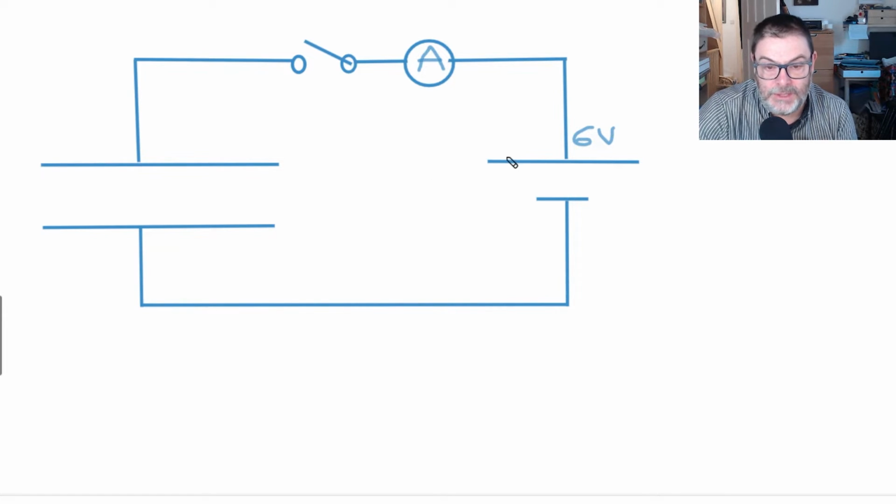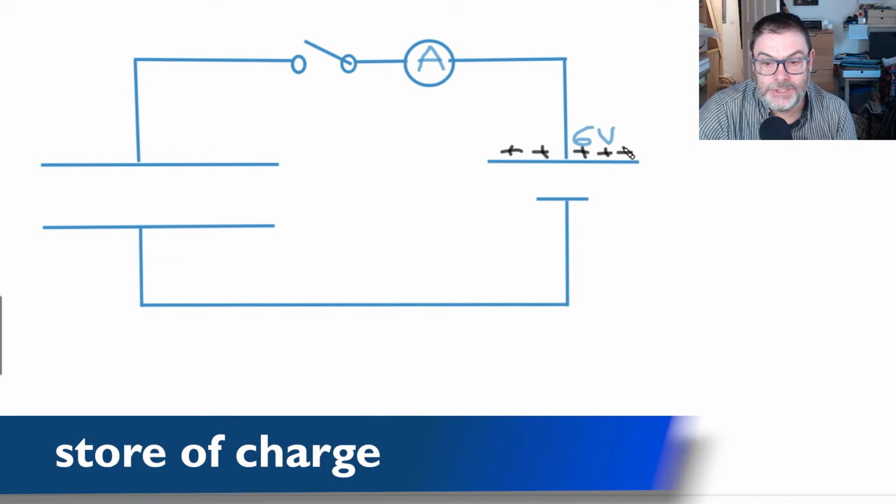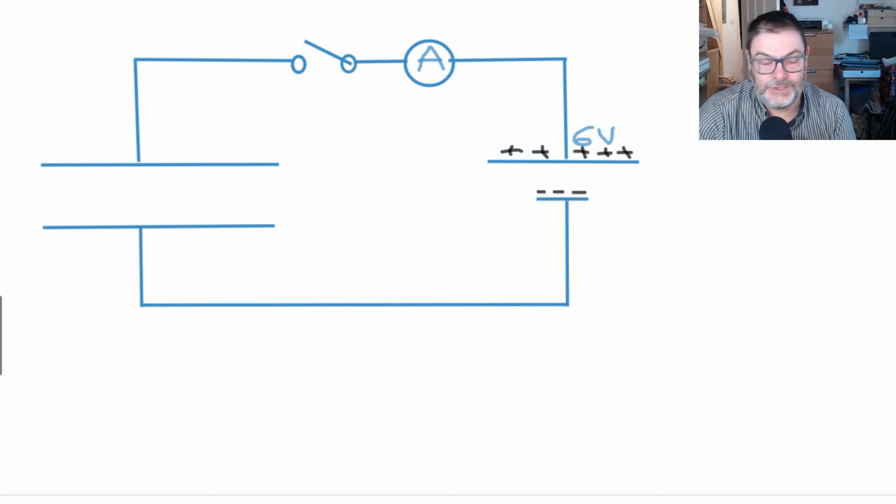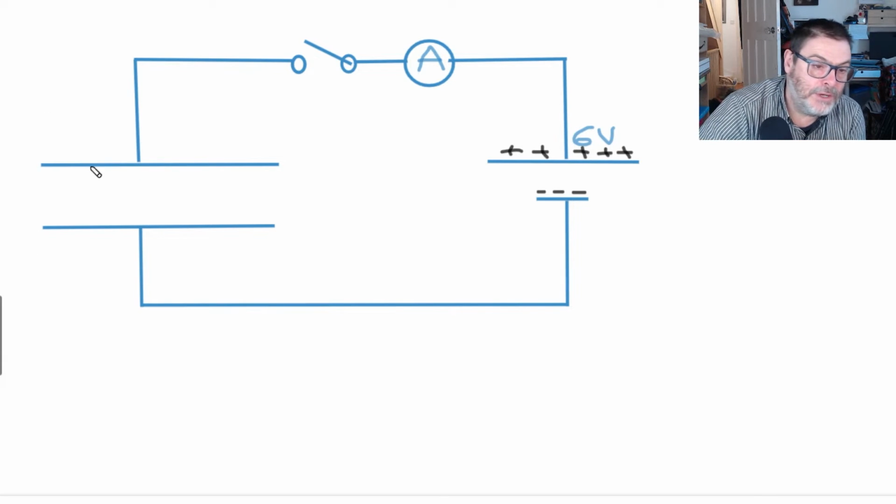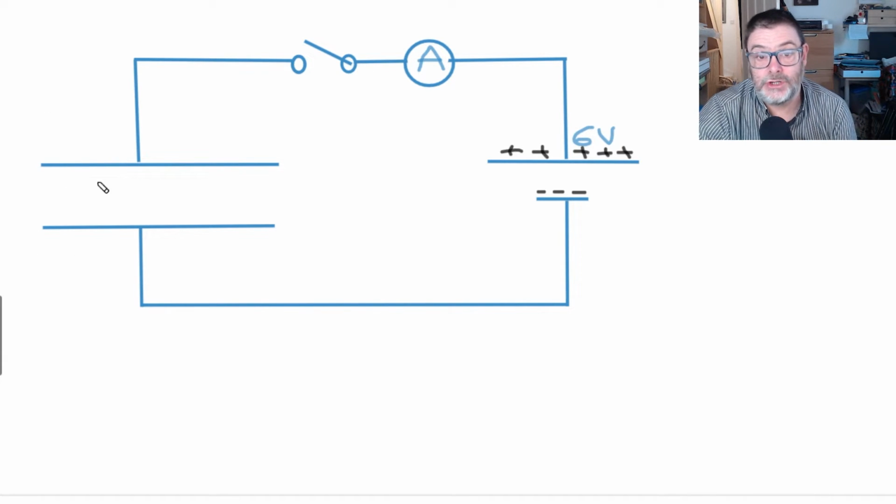Well, we know that we can think of the positive plate as a whole ton of positive charges, and the negative plate similarly is a whole pile of negative charges, and you know that positive charges want to get away from each other, as do negative charges. On a capacitor, before it's charged up, the capacitor is just a piece of metal. Remember, a capacitor has two metal plates.